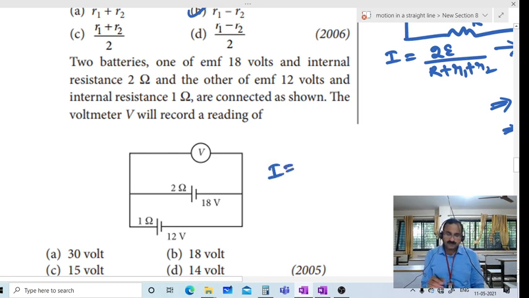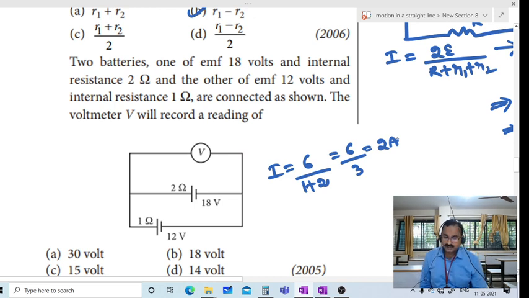I is equal to the total EMF, 18 minus 12, which is 6 only, divided by the total resistance, 1 plus 2. That is total EMF by total resistance in the circuit, I equal to 6 divided by 3, that is 2 ampere only.